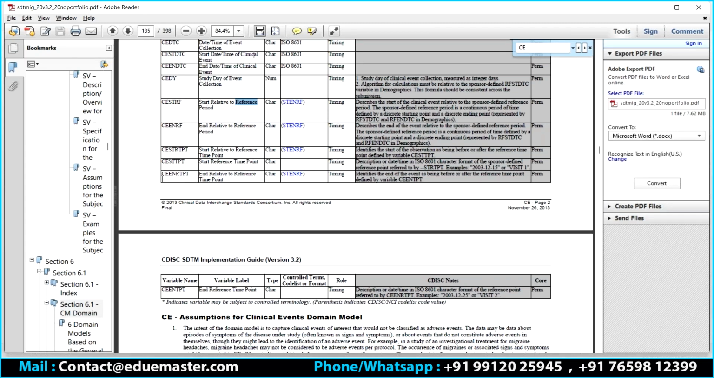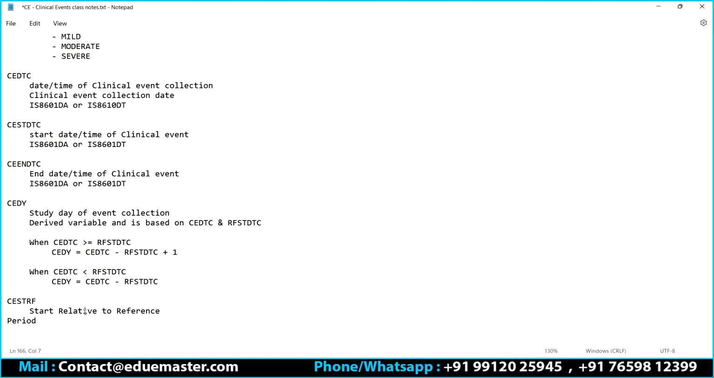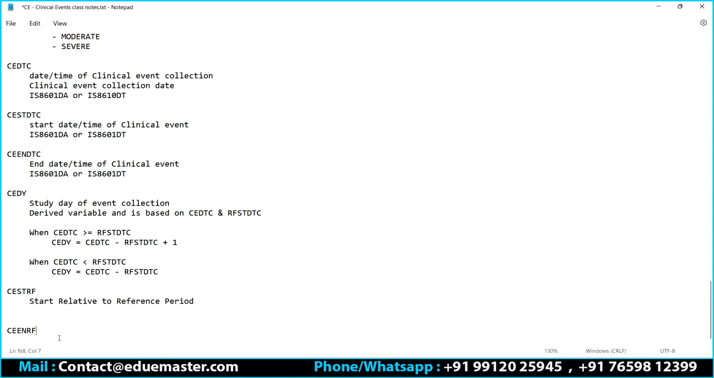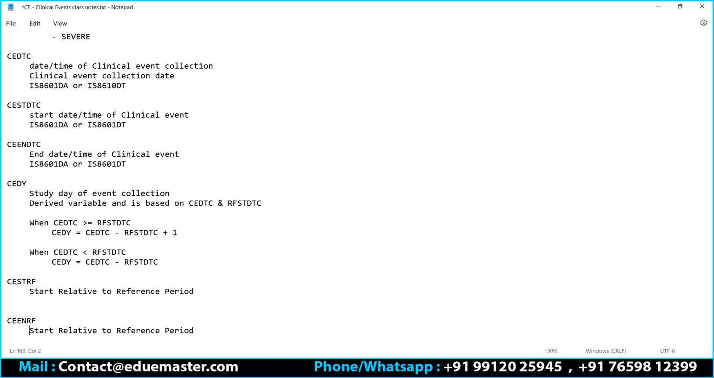So for that particular one, you are going to calculate. If you go with the previous ones, we calculated MHENRF, correct? We calculated AEENRF. Similarly, here we are going to calculate end relative to the reference as well as start relative to your reference period. Remember, either it is going to be a start relative to the reference period or end relative to the reference period. Both of them will be defined by your sponsor. The reference period will be defined by the sponsor.